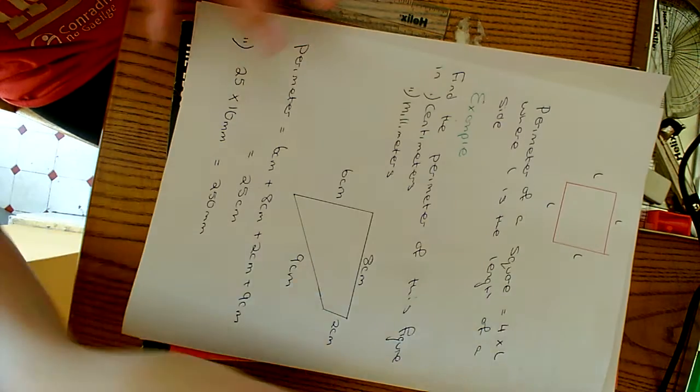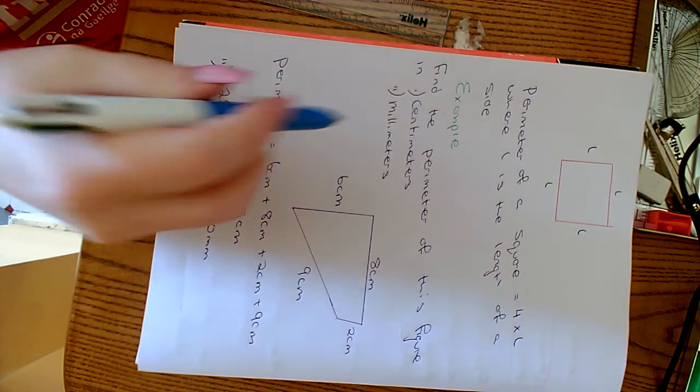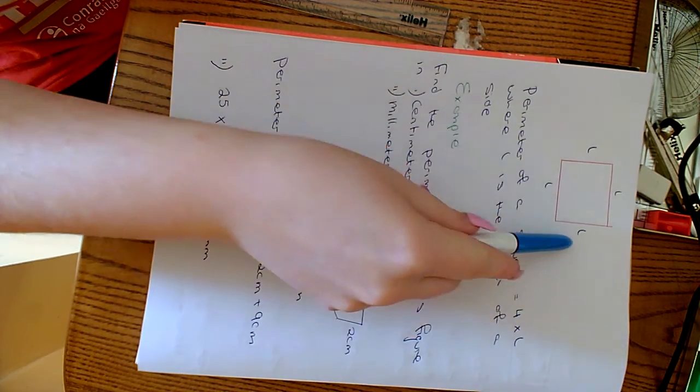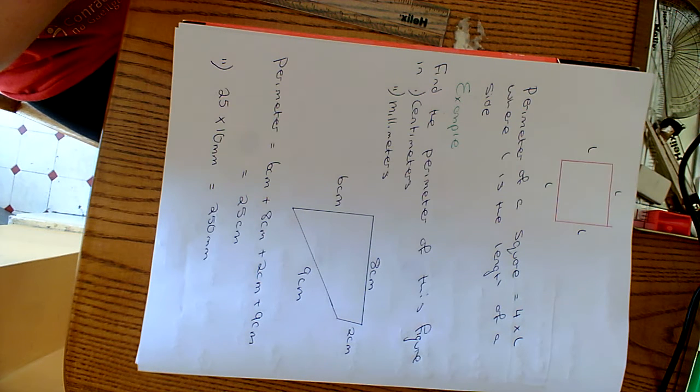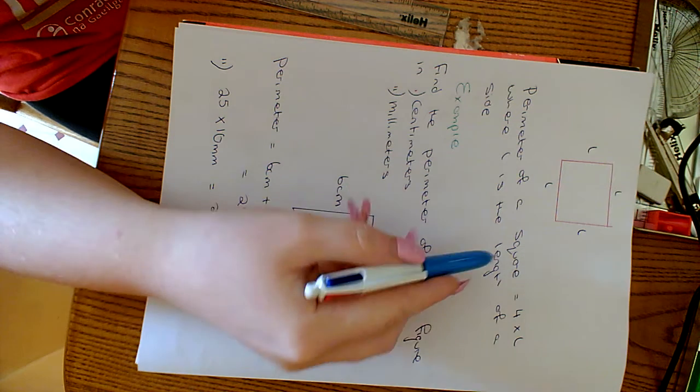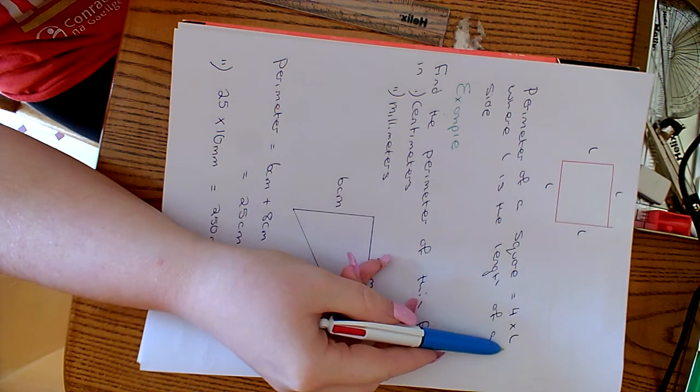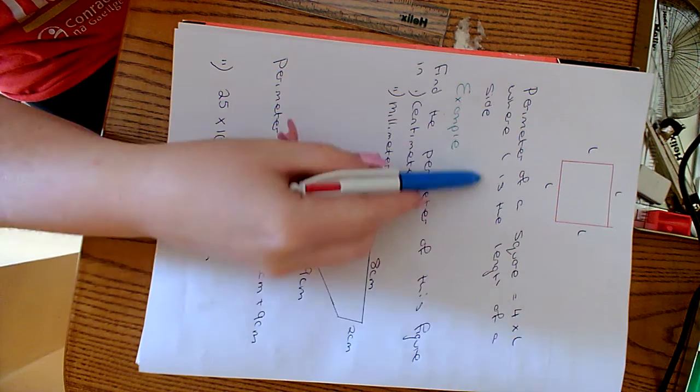If I have a square here, I know we have L, L, L, L. We know all 4 sides in a square are the same, so they all have the same length. If one side of the square is 2, that means all 4 sides are going to be 2 centimeters. So the perimeter of a square is the same as writing down 4 multiplied by L, where L is the length of a side.